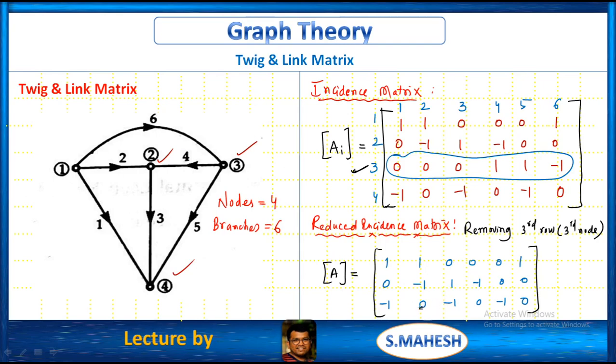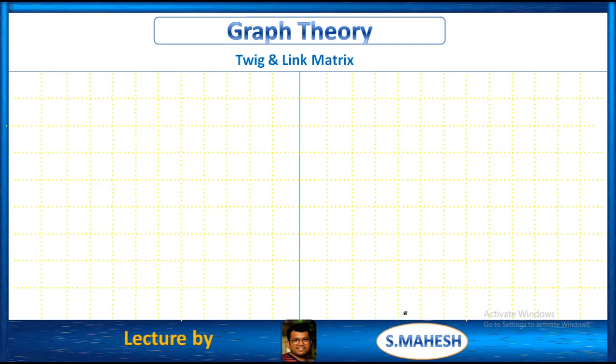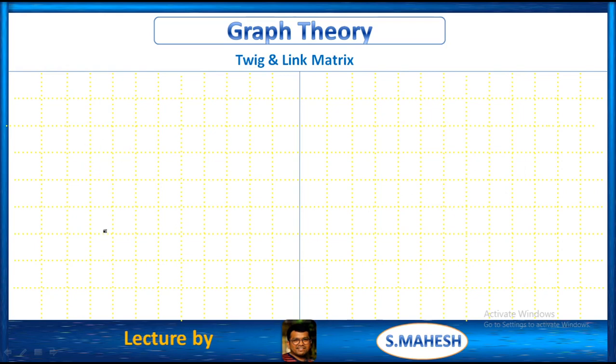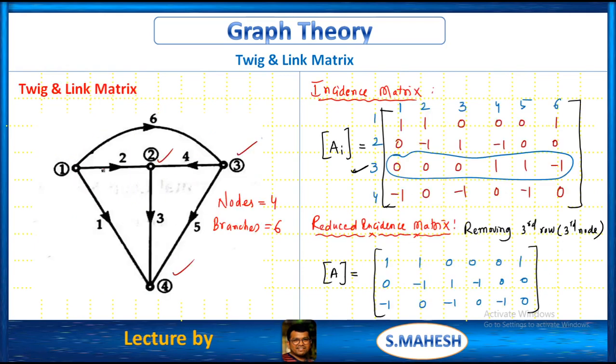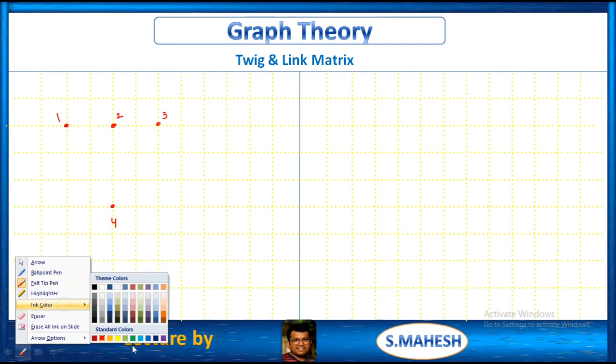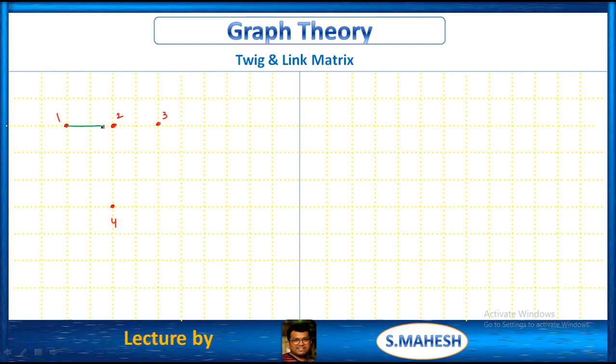Okay, now we have to get the twig and link matrix. First we have to get the tree. Tree is what? It is covering all nodes and there is no closed path. So nodes 1, 2, 3, 4. First node, second, third, let us say this is 4. Now first I would like to get the tree. 1 to 2 completed, 2 to 3 completed, 2 to 4 is also included. Now it is nothing but a tree only.